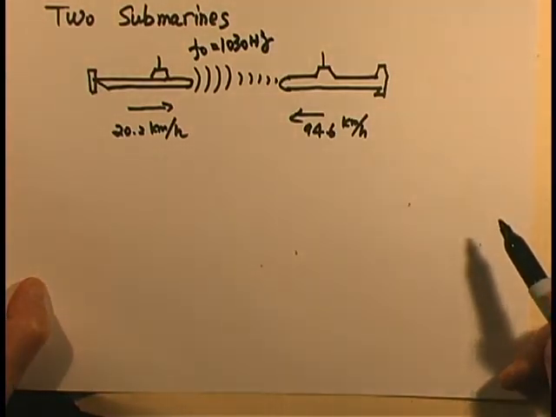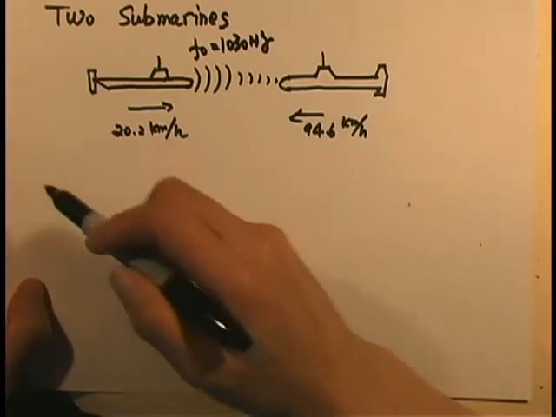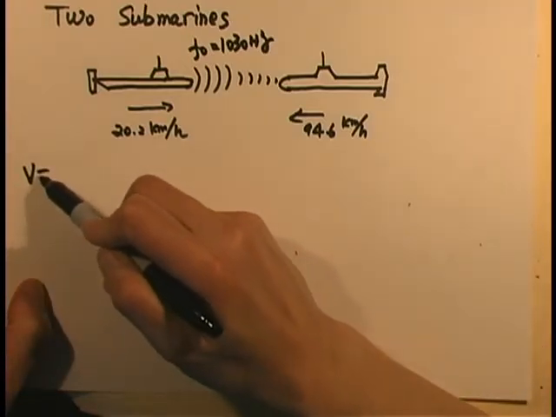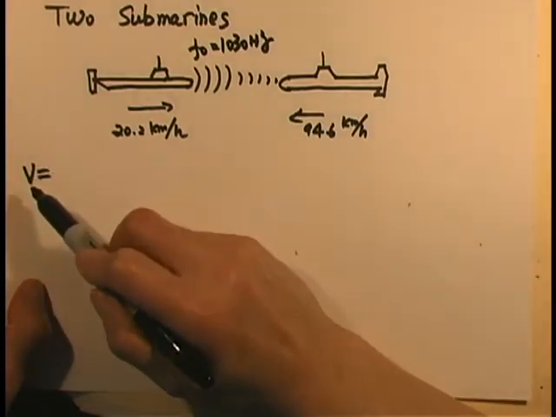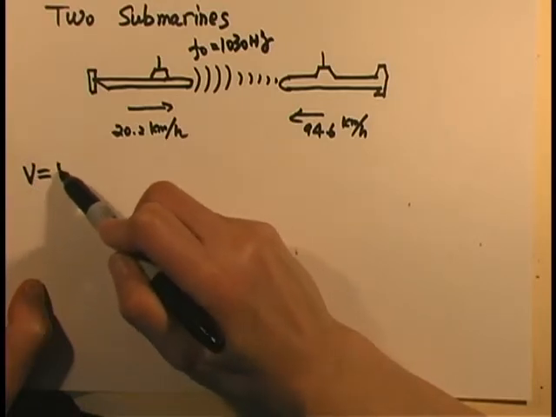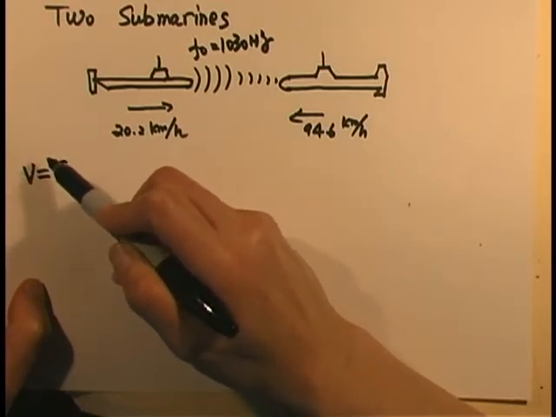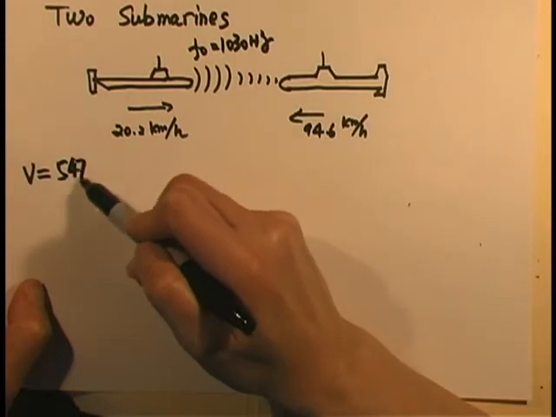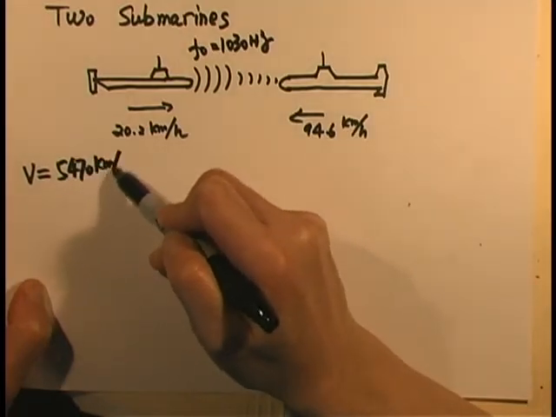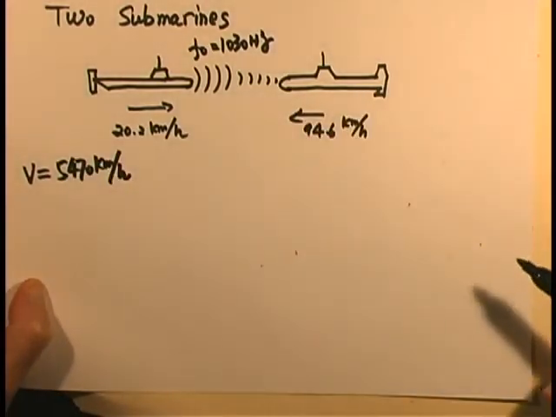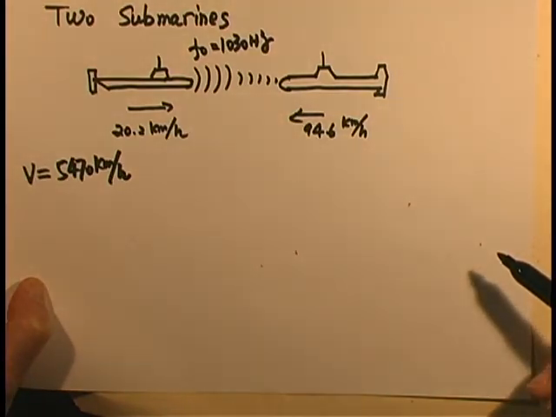And the sonar wave travels at 5,470 km per hour. So that is the speed of the wave inside the water. That is very, very high, 5,470 km per hour. Now we have to assume that the ocean is calm, which means there are no currents.